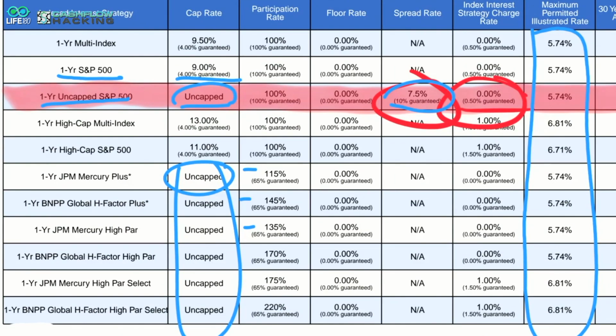It's because at the end of the day, no matter what is going on inside of the policy, whether it's a cap rate with the 9% or whether it's a participation rate ranging from 115% to 220%, they have the ability to reduce the cap rate to 4%, reduce the participation rate to 65%. If it's a spread charge, they have the ability to raise the spread charge, meaning the amount of gain that the index has to earn before you actually have crediting inside of your IUL. They can raise it from 7.5% to 10% in this example right here, right?